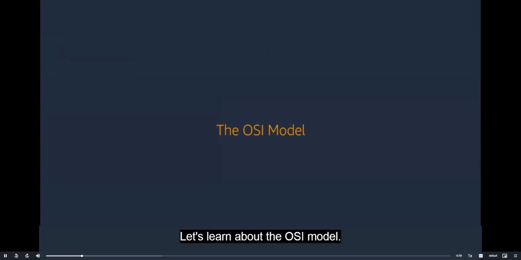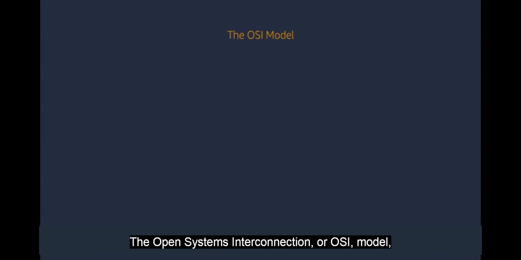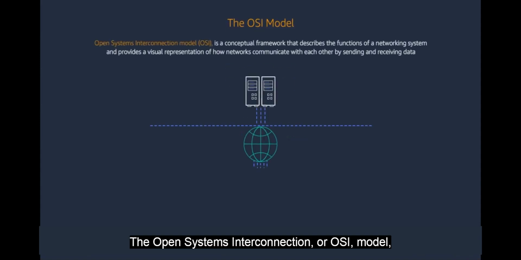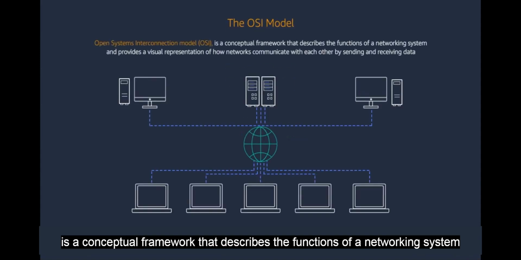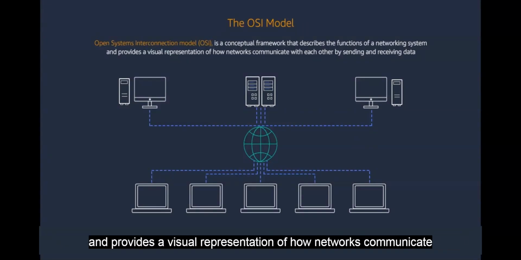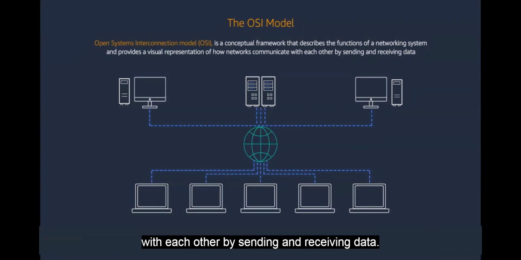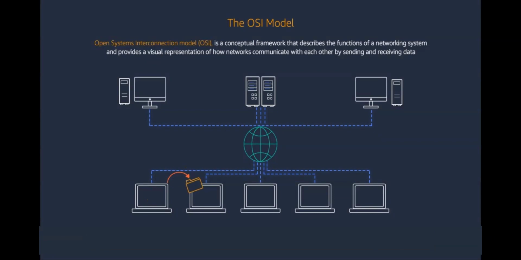Let's learn about the OSI model. The Open Systems Interconnection, or OSI model, is a conceptual framework that describes the functions of a networking system and provides a visual representation of how networks communicate with each other by sending and receiving data.